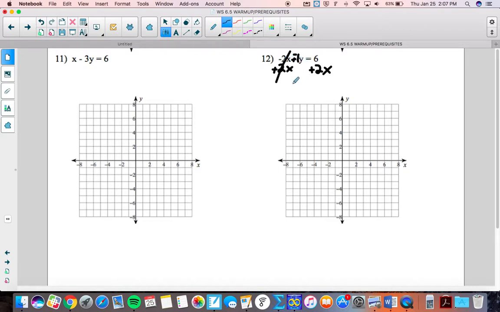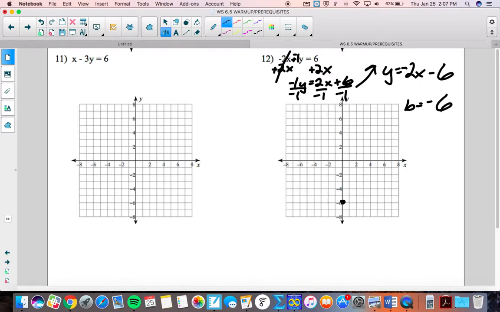So we get -1y equals 2x plus 6. Divide by -1 now to get y by itself. So we get y equals, simplifying this fraction, it simplifies to -2x. And this simplifies to -6. So my y-intercept is -6. And then the slope is -2.